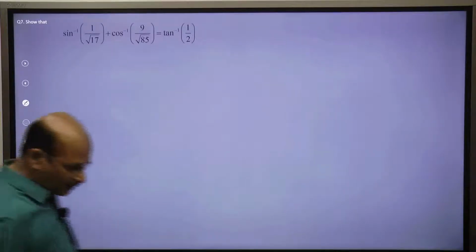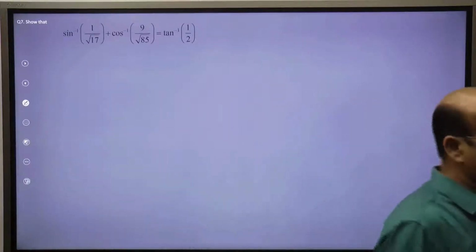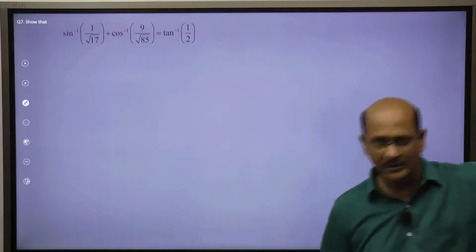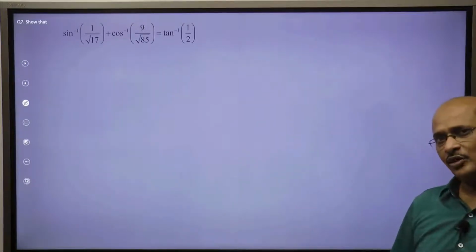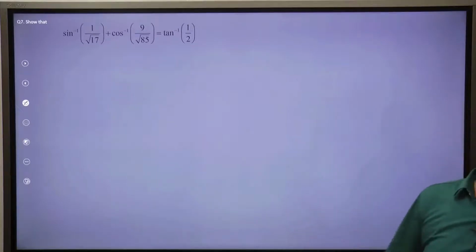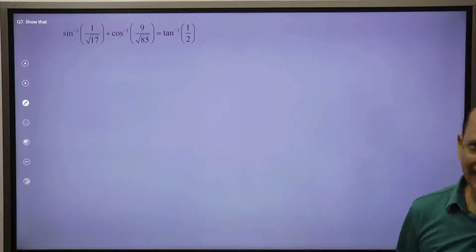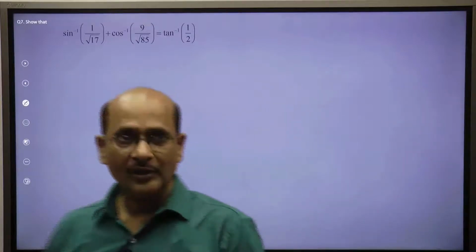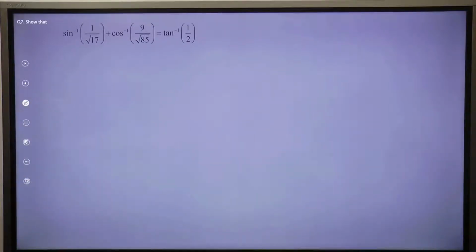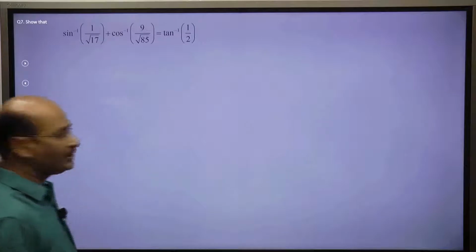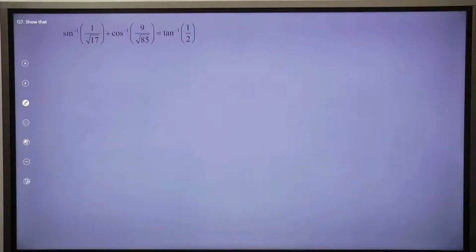Again, show that. As I said, if you look at the board pattern, most of the questions are in show that, but recently you will see they're asking more sums on solve. So anyway, as we go on, we have to look at both aspects, both patterns of the sum, and let us see how we go about that. So here, there's sine inverse 1 upon root 17 plus cos inverse 9 upon root 85 is equal to tan inverse 1 by 2, right? So how I go about that, let us see. Sine inverse 1 by root 17 plus cos inverse 9 by root 85 is equal to tan inverse half.